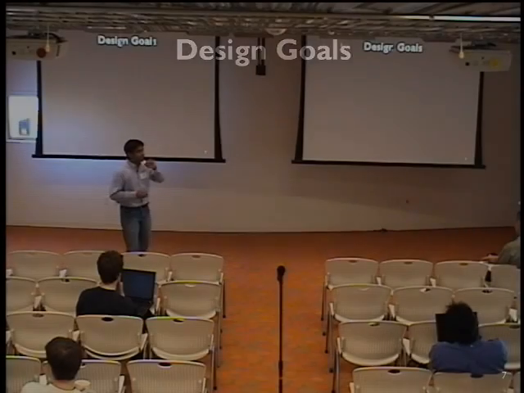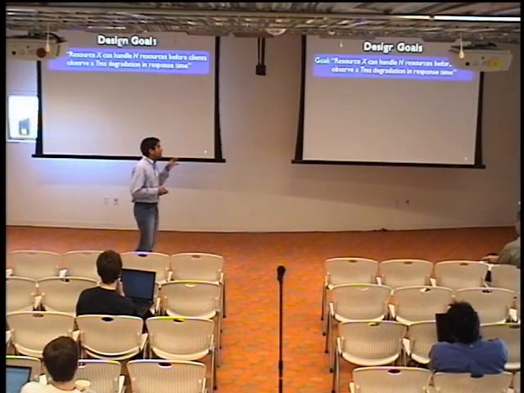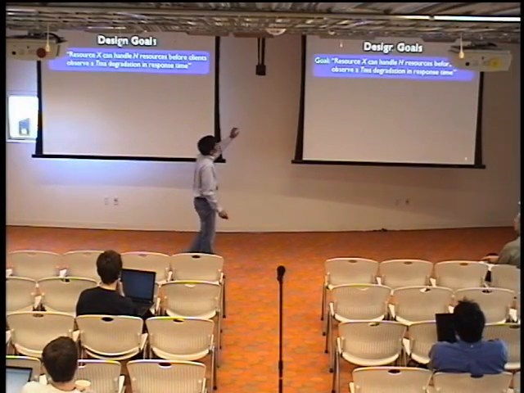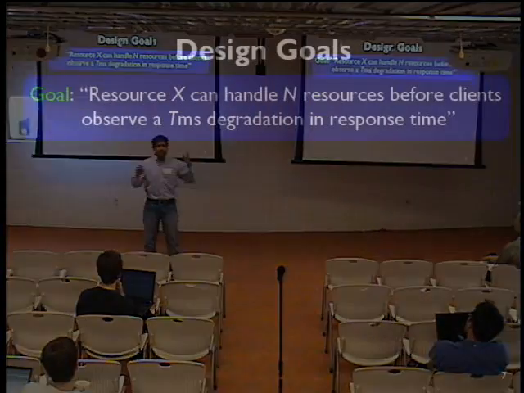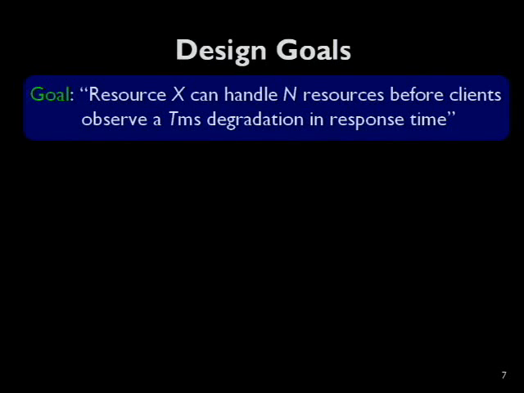So like I said, our goal is to provide very detailed observations about the performance of individual server resources. And just to more formally state this, what we want to say is statements such as the following. For a given server, a particular resource X can handle at most n simultaneous requests before clients start to see a certain t millisecond degradation in response time. Okay? Think of it the other way.